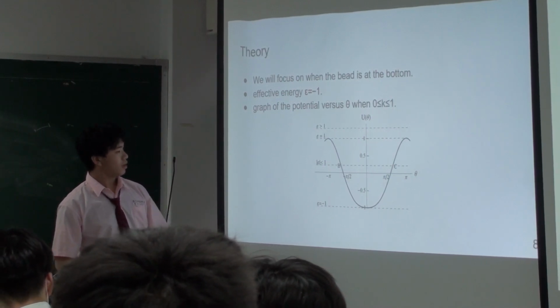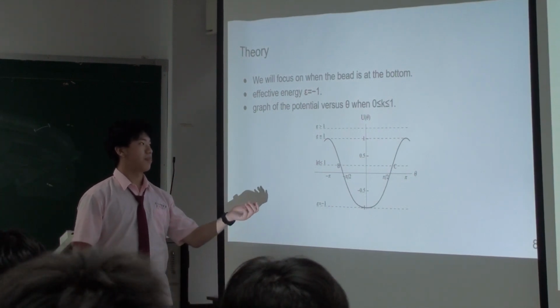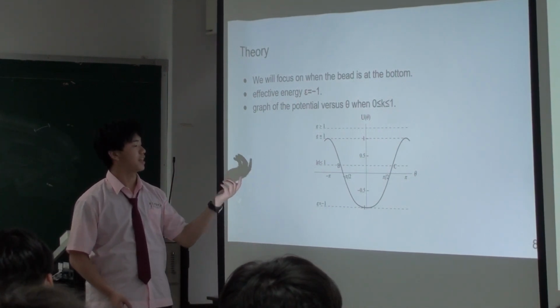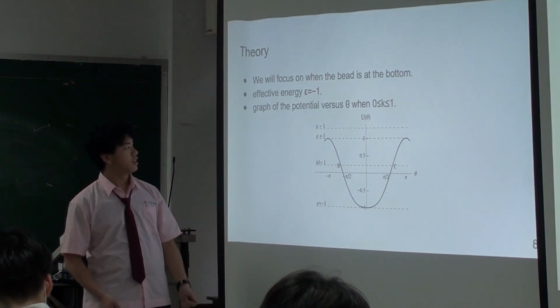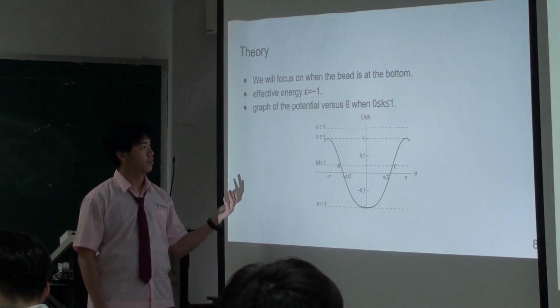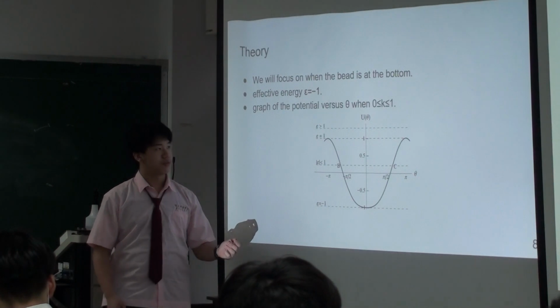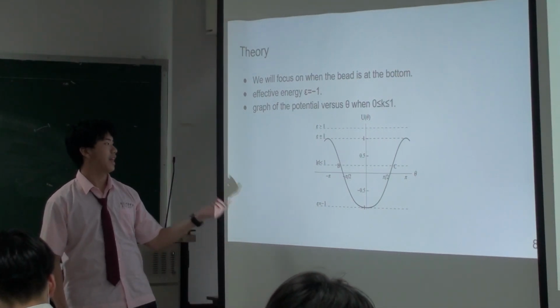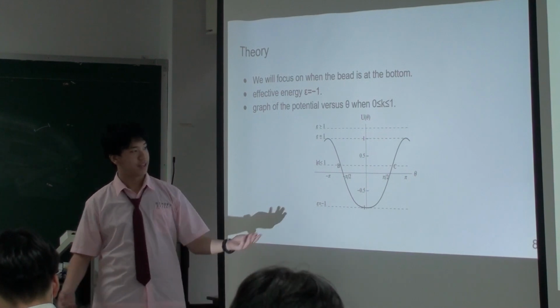And from the previous equation, we can see the effective energy epsilon will equal -1, no matter what, when the bead is at the bottom. And the graph of the potential versus theta when k, the k which was defined before, was between 0 and 1 is here.